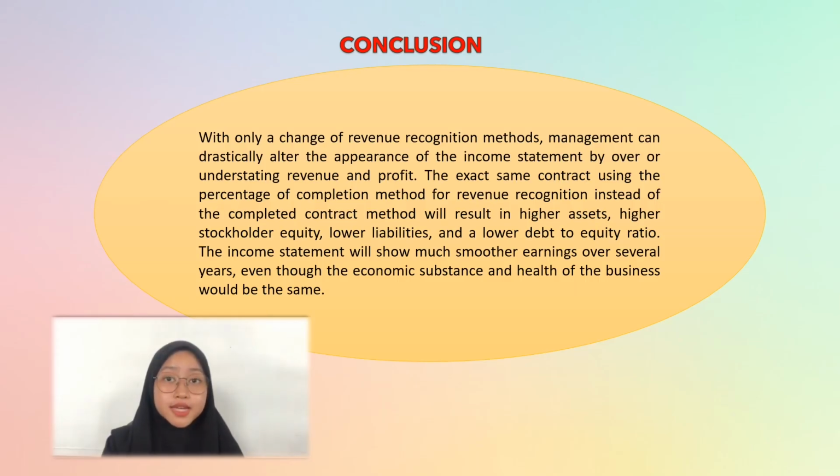Okay, in conclusion, with only a change of revenue recognition methods, management can drastically alter the appearance of the income statement by over or understating revenue and profit. The exact same contract using the percentage of completion method for revenue recognition instead of the completed contract method will result in higher assets, higher stockholders' equity, lower liabilities, and a lower debt to equity ratio. The income statement will show smoother earnings over several years, even though the economic substance and health of the business will be the same.